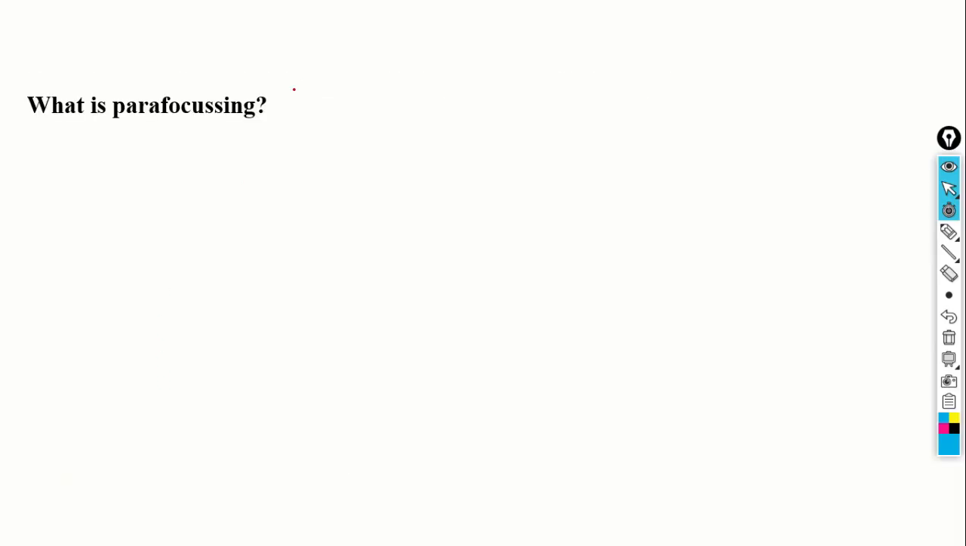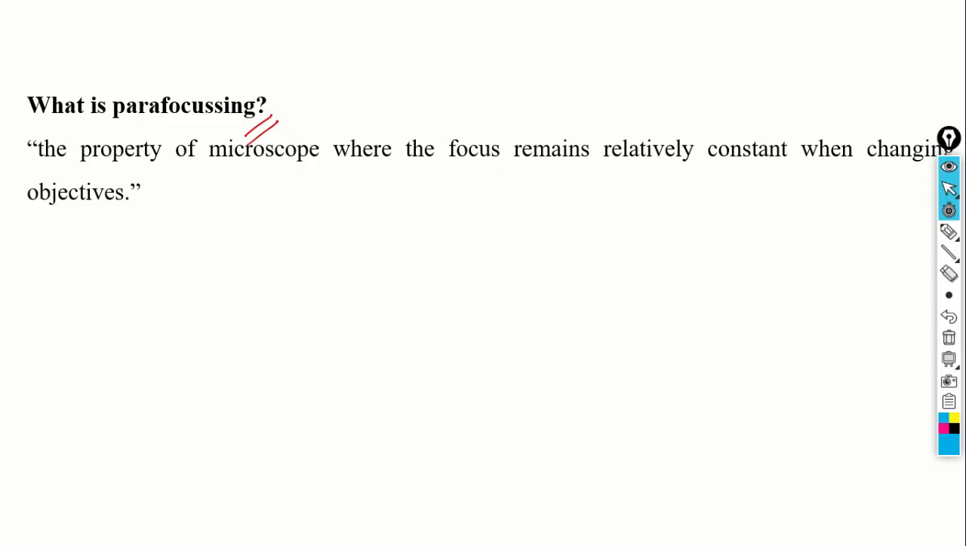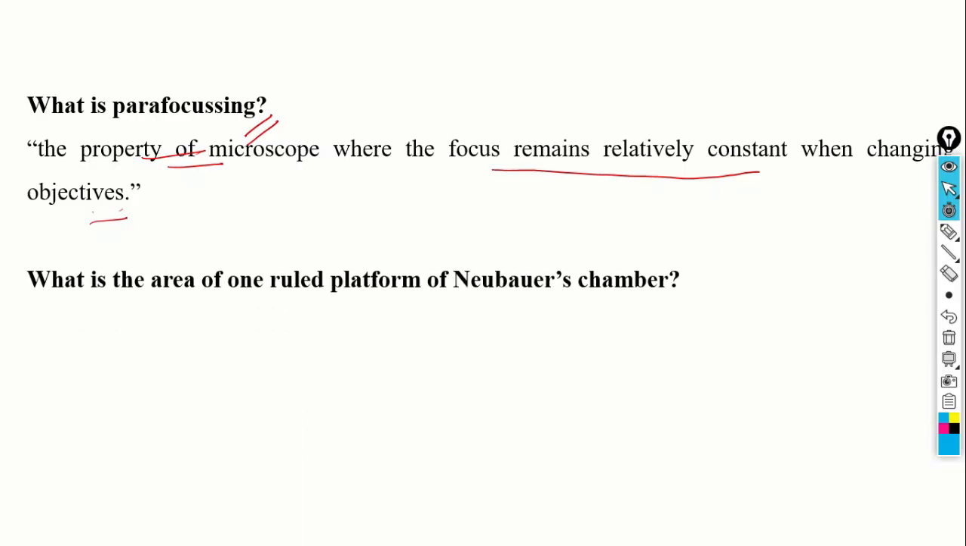So now the usual question that you can expect is what is parafocusing? Parafocusing means the microscope remains in focus when the objectives are changed. It is one of the properties of the microscope where the focus remains relatively constant when changing the objective. So what is the area of one rule platform of the Neubauer chamber? The area is 9 millimeter square. Neubauer chamber, one rule platform is 9 millimeter square.